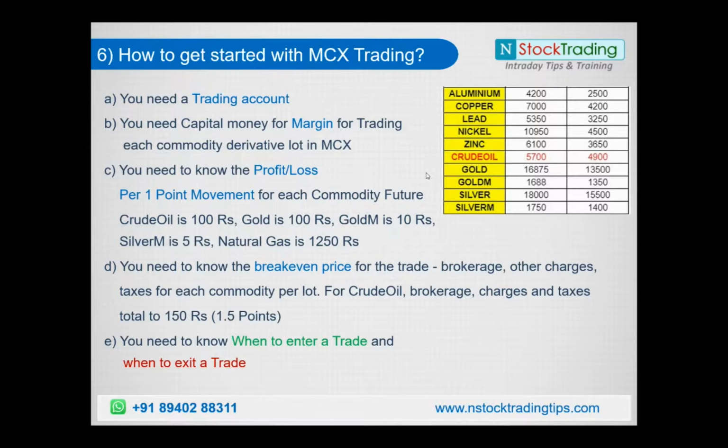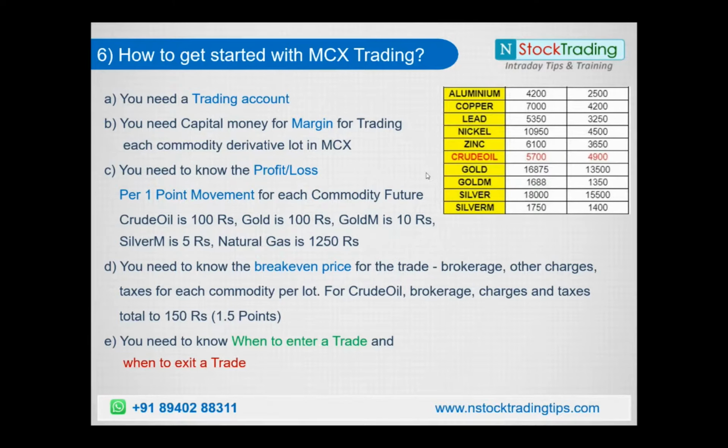Now, what will I get if I'm spending 50,000? If I am investing 50,000 rupees, what will I get? See, for this, you need to know two important things. First of all, what is the profit and loss for 1 point movement? For example, crude oil, for future, if there is 1 point movement, the value in Indian rupees, for profit or loss, is 100 rupees. For example, if you bought crude oil and the price moves up by 1 point, you gain 100 rupees. For 1 point, it's 100 rupees. If it is 10 points, it is 1,000 rupees. If it is 60 points, it is 6,000 rupees.